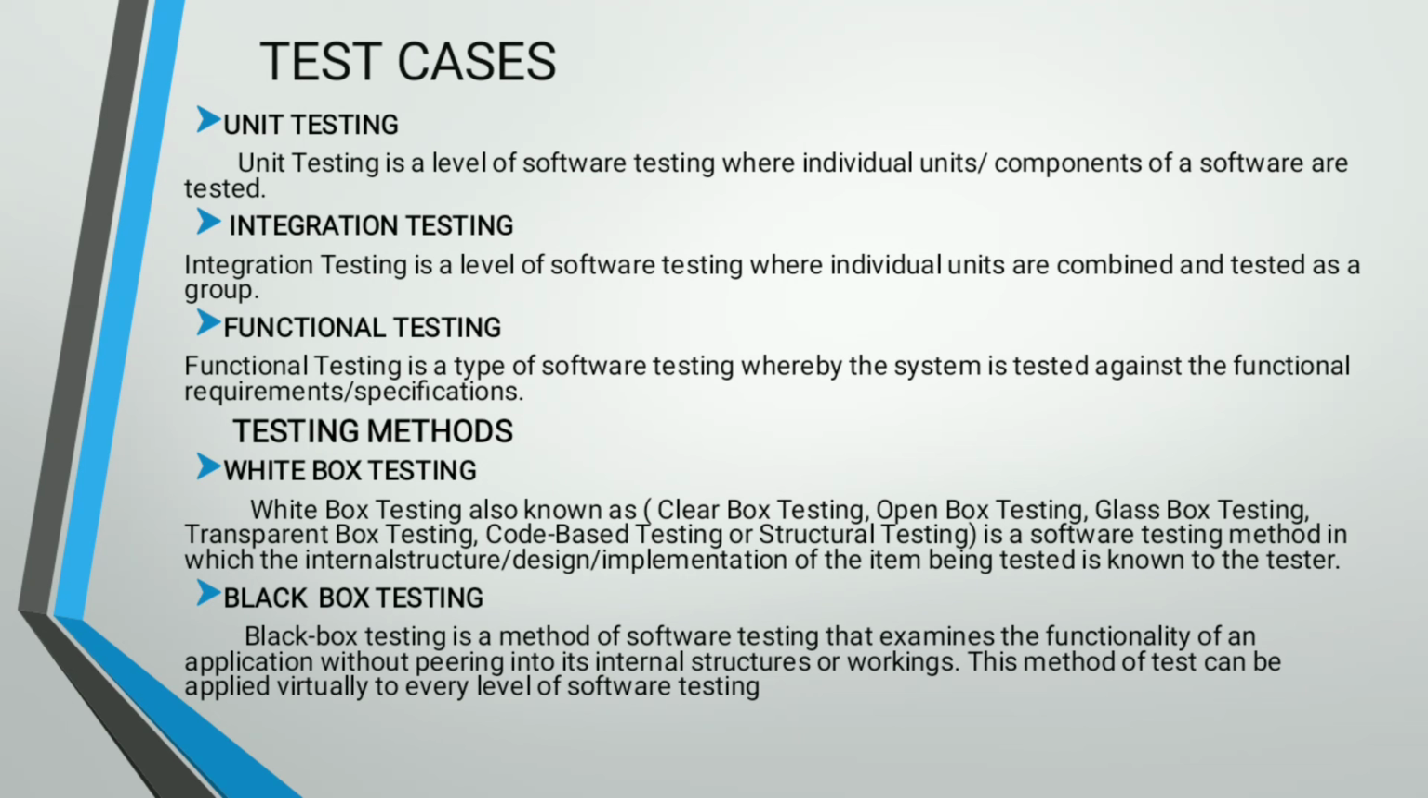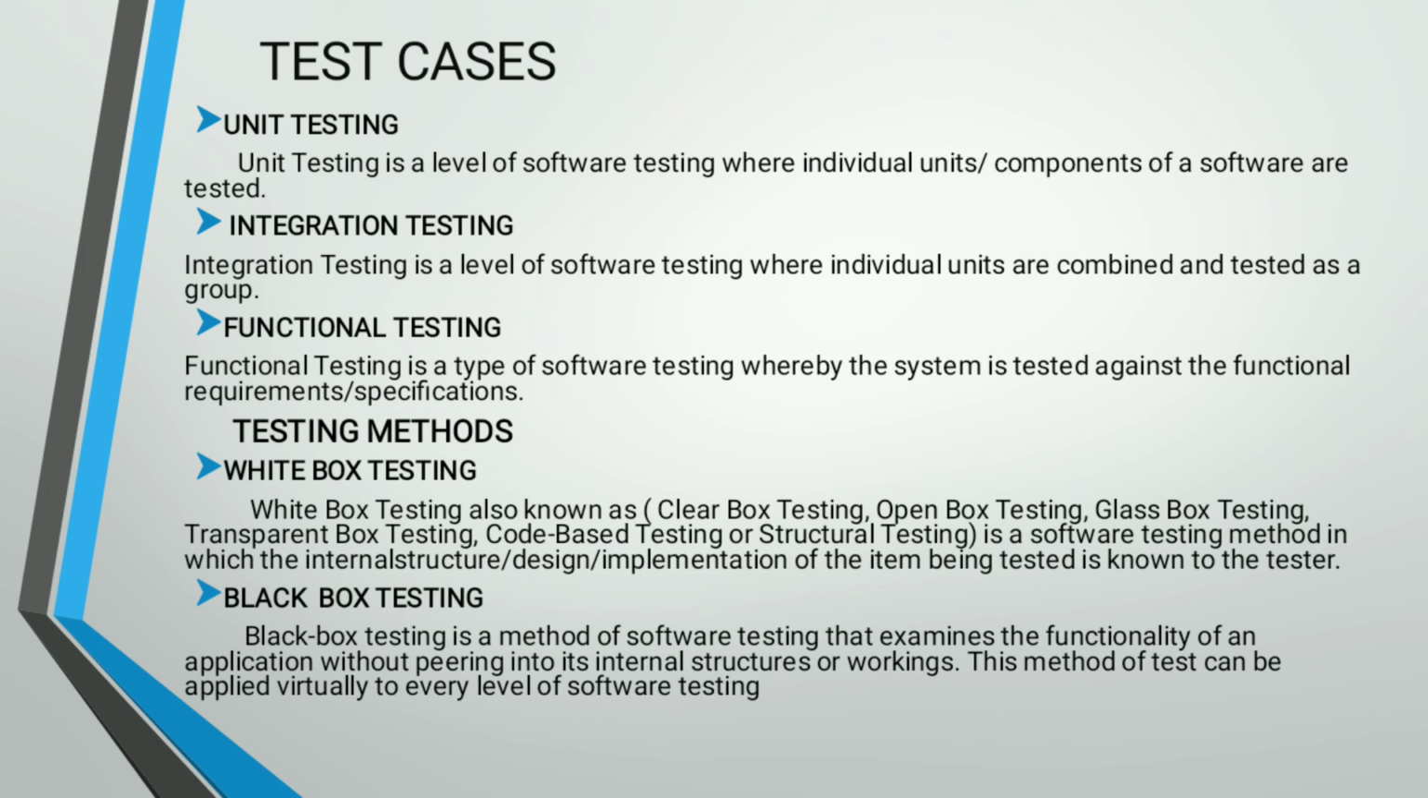The testing cases we use are unit testing, integration testing, and functional testing, and the testing methods are white box testing and black box testing. Coming to the testing cases, in unit testing, the individual units or components of the software are tested. In integration testing, the individual units are combined and tested as a group. Functional testing is a type of software testing where the system is tested against the functional requirements and specifications of the system.